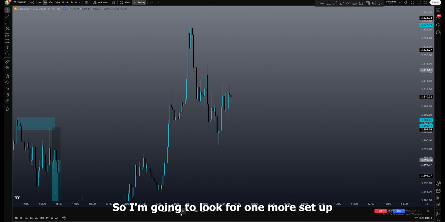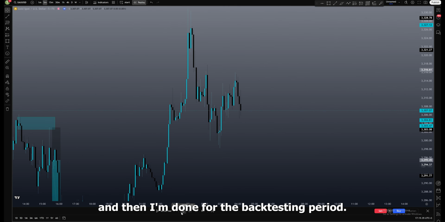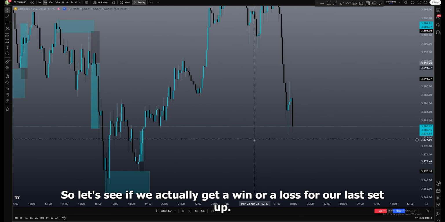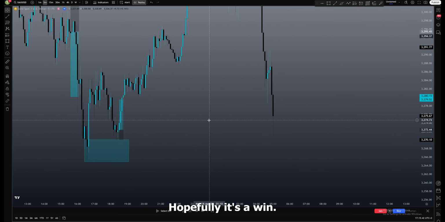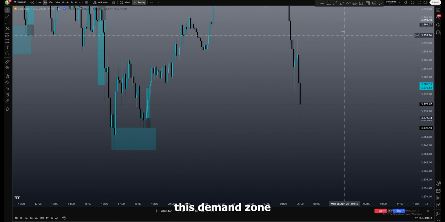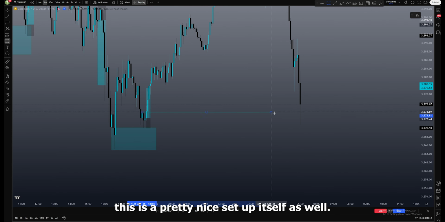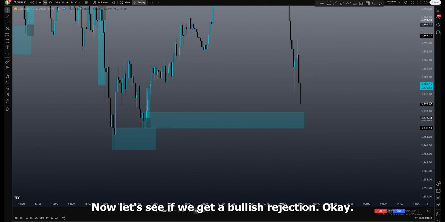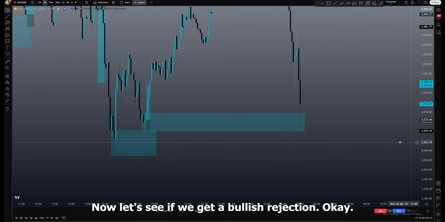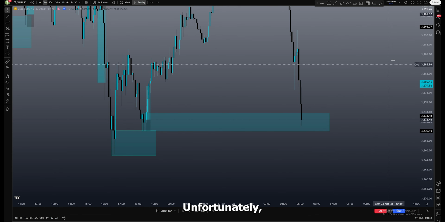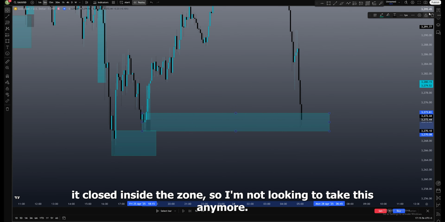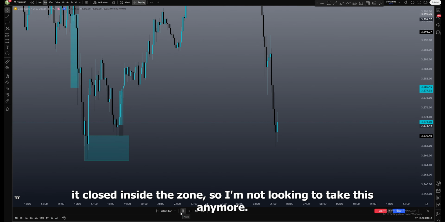All right, so I'm going to look for one more setup and then I'm done for the backtesting period. So let's see if we actually get a win or a loss for our last setup. Hopefully it's a win. Or we actually tap this demand zone. As you can see, this is a pretty nice setup itself as well. Now let's see if we get a bullish rejection. Okay, unfortunately it closed inside the zone, so I'm not looking to take this anymore.